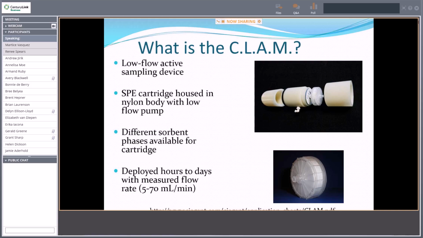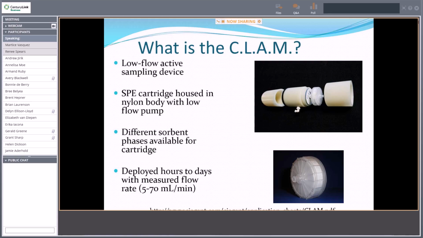And you can see the actual extraction cartridge is shown in the bottom right-hand corner here. The idea with this is that water is pumped through this cartridge at a known flow rate, and analytes that have an affinity for the particular sorbent in that SPE cartridge can be sequestered on that sorbent. Ultimately, after the deployment period, the cartridge is removed from the sampler, and that cartridge itself is what is submitted to the laboratory.